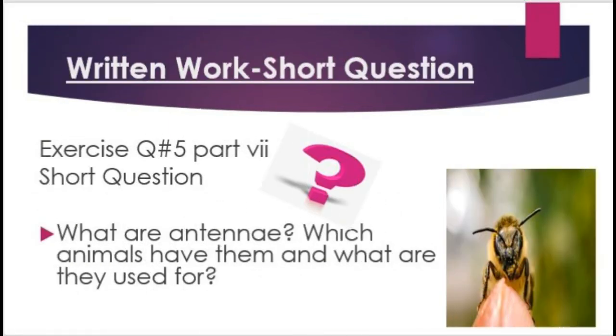Moving to the next question, which is exercise question number 5, part 7. You will give a short answer to this one. The question is, what are antennae? Which animals have them and what are they used for? Please formulate your answer with the help of your book and this presentation.